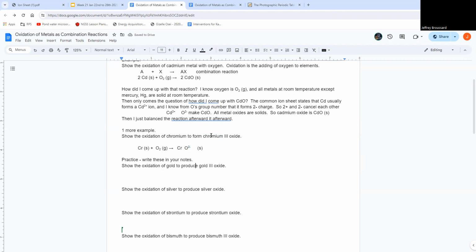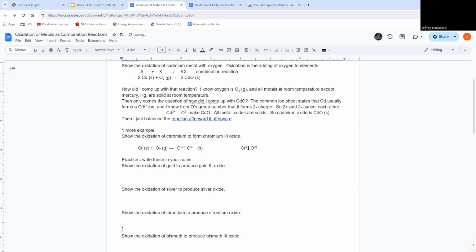And chromium 3, that 3, you might remember from first semester, means chromium has a 3 positive charge on it. 3 positive. So let me go ahead and write 3 positive. There we go. Now comes a question. How does Cr3+ and O2- come together to form an ionic compound?